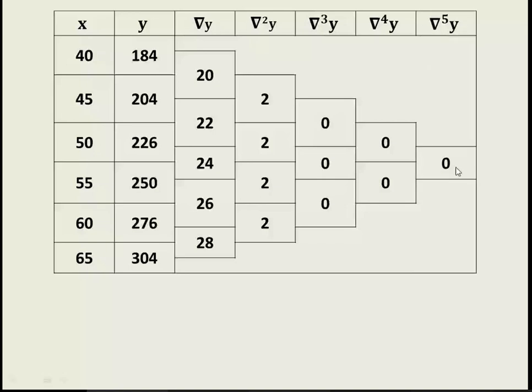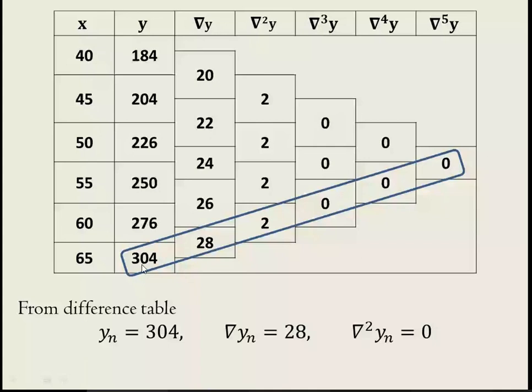As in this problem, we are using backward difference formula, so we are to take these bottom values. If you are using forward interpolation formula, then we take the top values. If you are using backward interpolation formula, take the bottom values. So what are these bottom values? This is the value of yn. This is nabla yn. This is nabla square yn, nabla cube, nabla raised to 5 yn. All these terms are 0. Last three terms are 0.